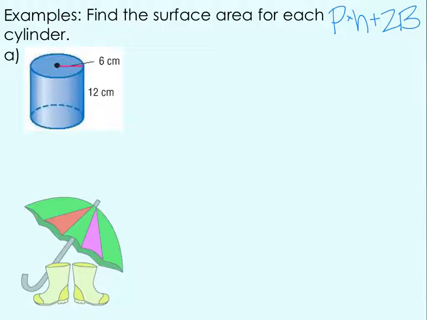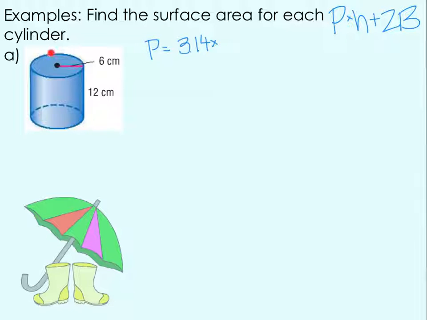Our steps to get it right. First thing is we're going to be finding the perimeter. Now again, with a circle, it's technically not the perimeter, it's the circumference. So we're going to find the circumference by doing 3.14 times the diameter.